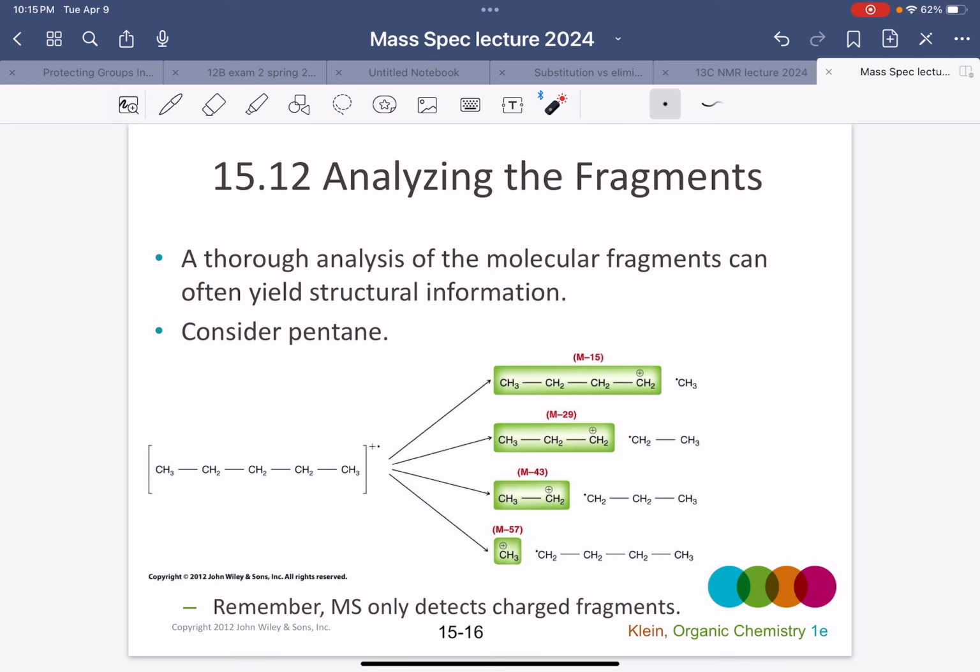We could get a propyl radical and an ethyl ion, or a butyl radical and a methyl cation. But again, only these guys here in green, the charged cations, are detected because mass spec only detects the charged fragments.